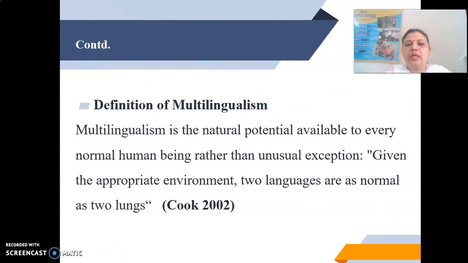Now, the definition of multilingualism. Multilingualism is the natural potential available to every normal human being rather than an unusual exception. Given the appropriate environment, two languages are as normal as two lungs. This definition is by Cook.